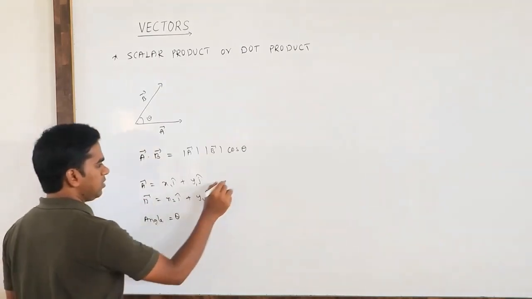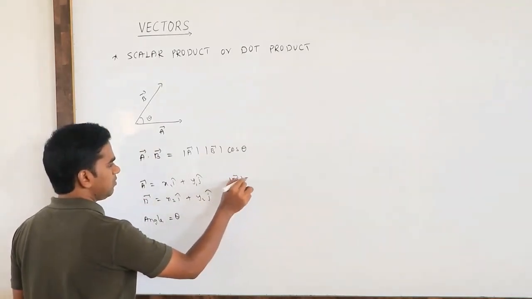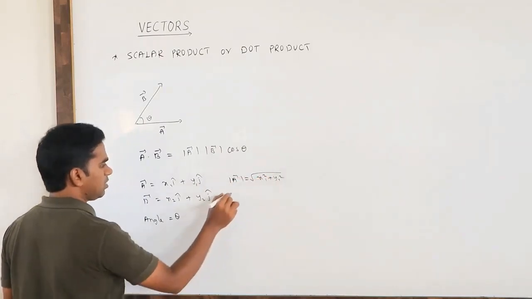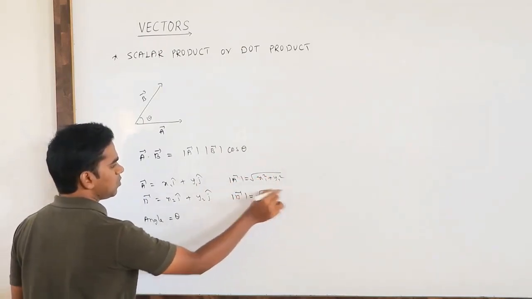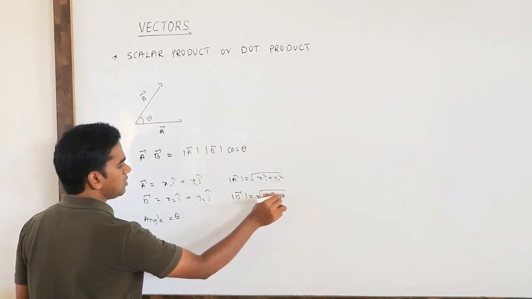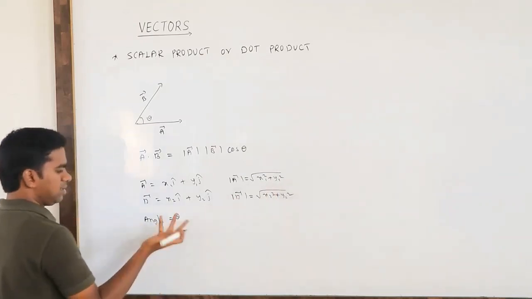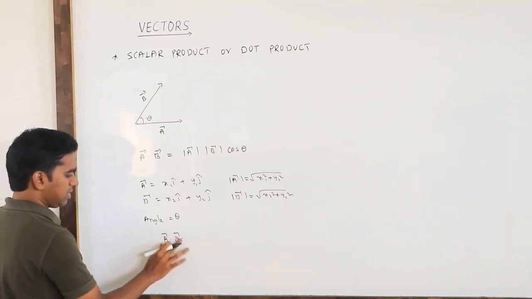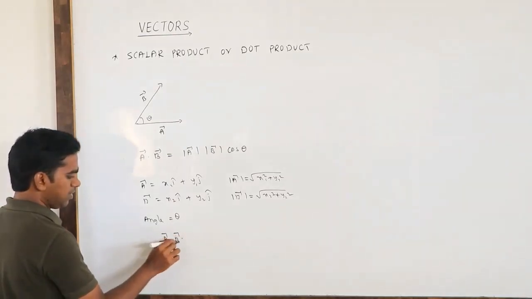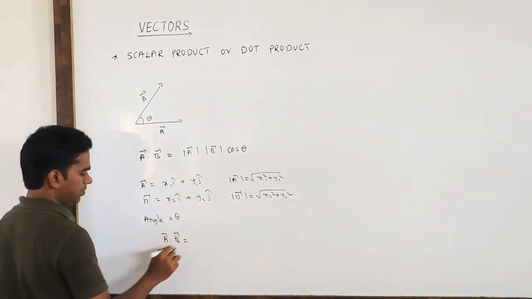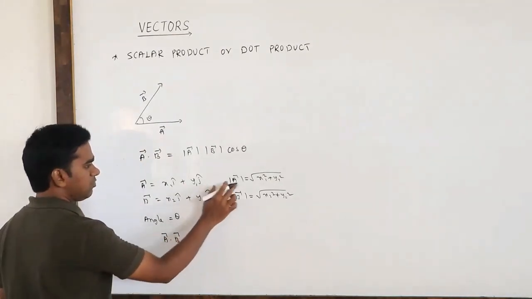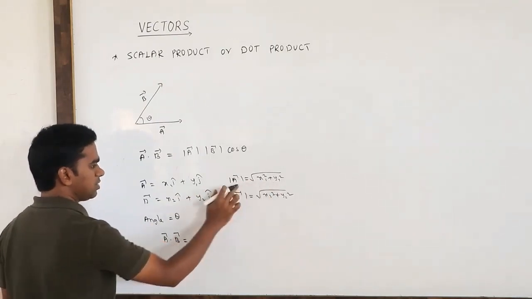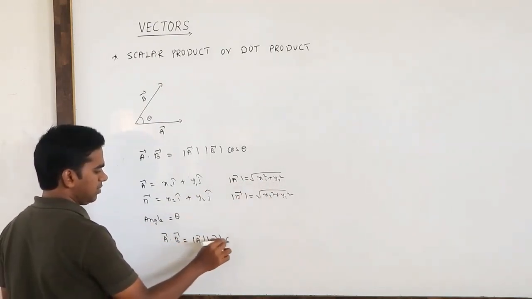You have to find the magnitude of A. So the magnitude of A will be root of x1 square plus y1 square. Then the magnitude of B is root of x2 square plus y2 square. Then theta is already there, so you can find vector A dot vector B, which equals the magnitude of vector A times the magnitude of B times cos of theta.